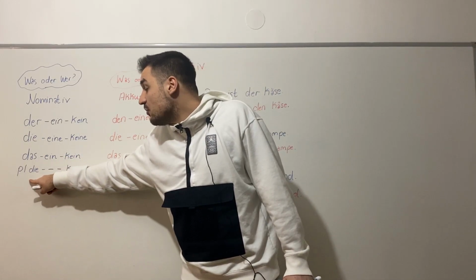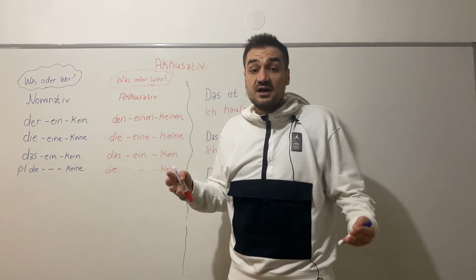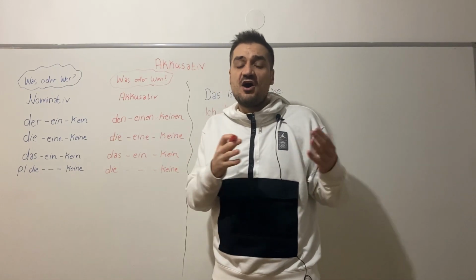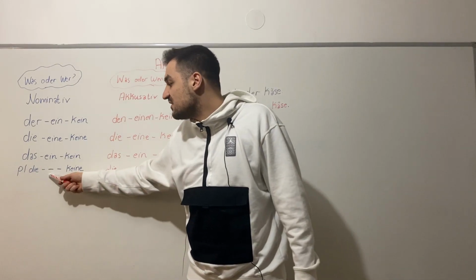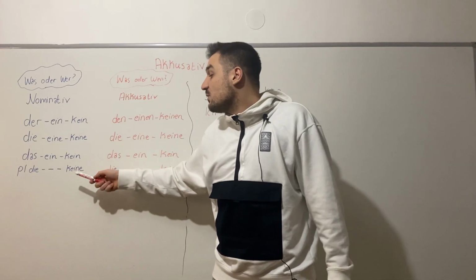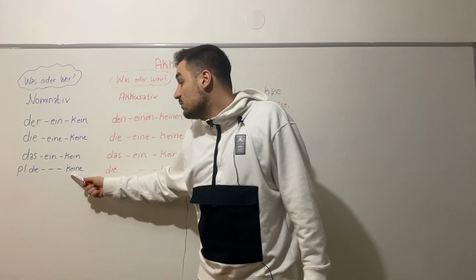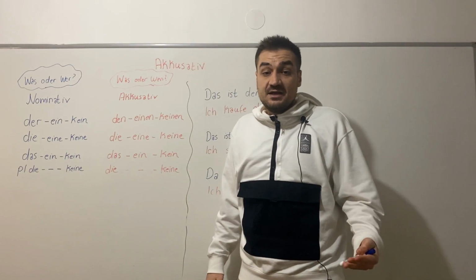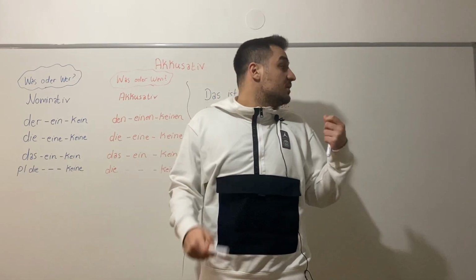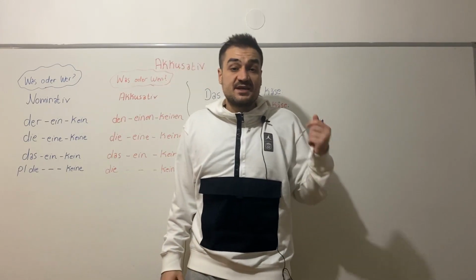And in the plural form die, we don't have "a", because you can't say "a cars". That's why we don't use ein or eine here. And when we want to make the noun negative, we are always using keine. Now on the left side I wrote some examples.